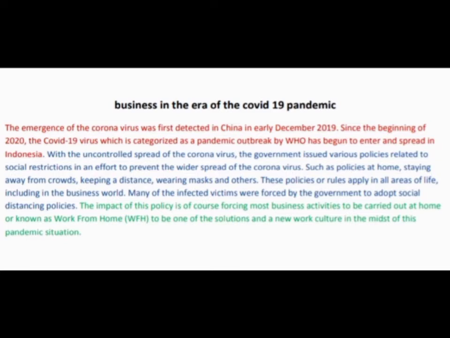Many of the infected victims were forced by the government to adopt social distancing policies. The impact of this policy is, of course, forcing most business activities to be carried out at home, or known as work from home, to be one of the solutions and a new work culture in the midst of this pandemic situation. In the first paragraph, the concluding sentence is in green. From the text: the impact of this policy is, of course, forcing most business activities to be carried out at home, or known as work from home, to be one of the solutions and a new work culture in the midst of this pandemic situation.